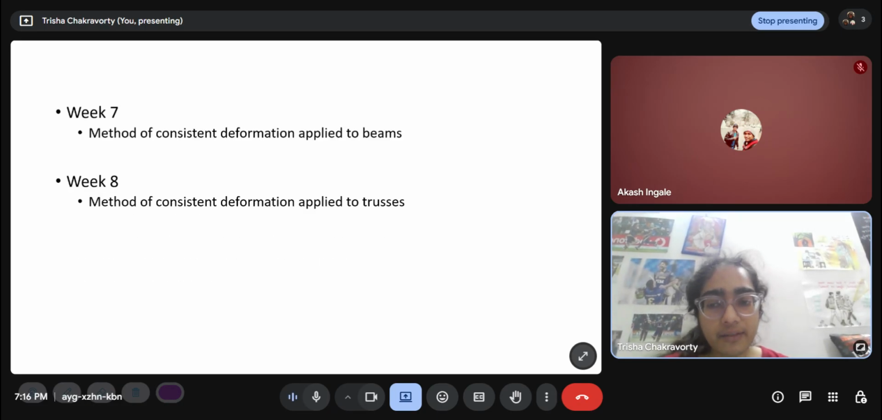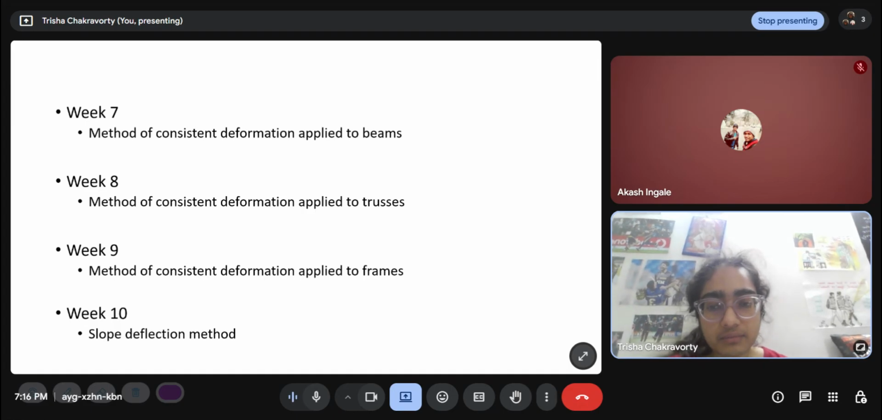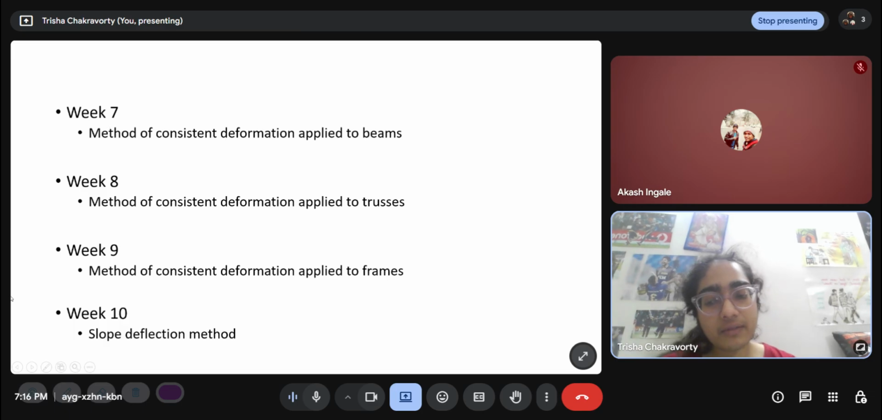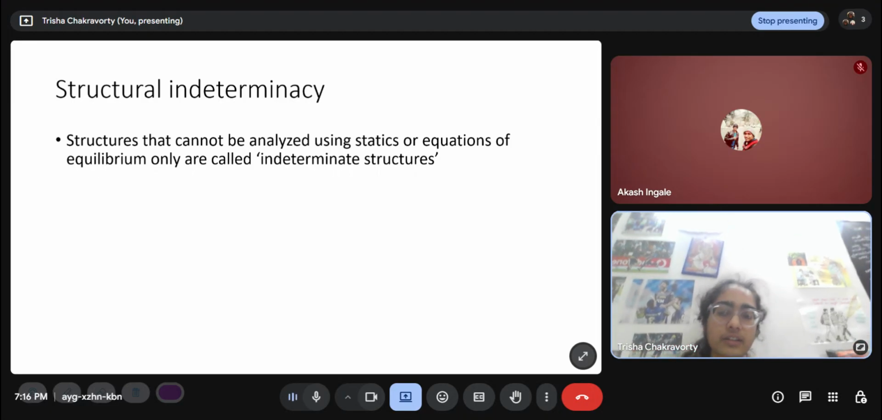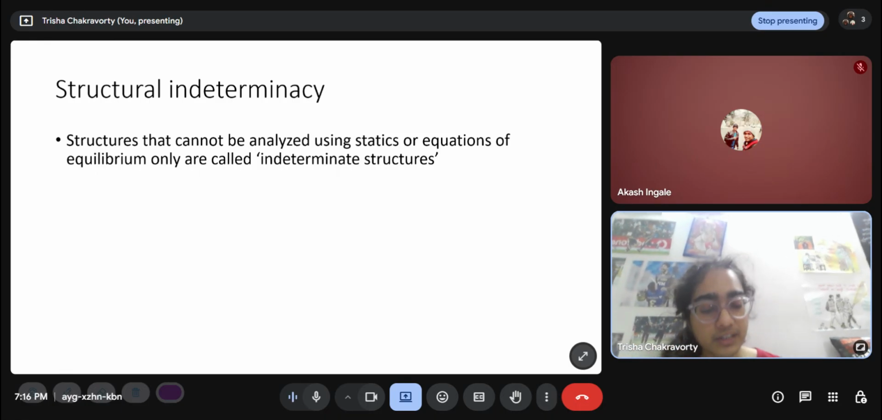So weeks 6, 7, 8, and 9 were all about the method of consistent deformation applied to beams, trusses, and frames respectively. Today we'll look at the slope deflection method, which is the first displacement method. Now, structural indeterminacy: structures that cannot be analyzed using statics or equations of equilibrium only are called indeterminate structures.